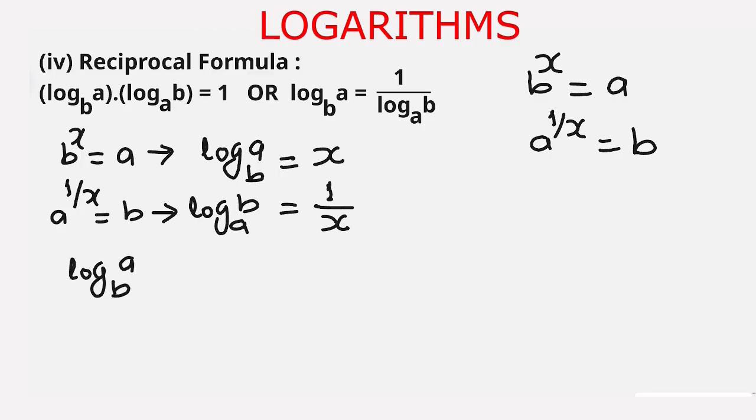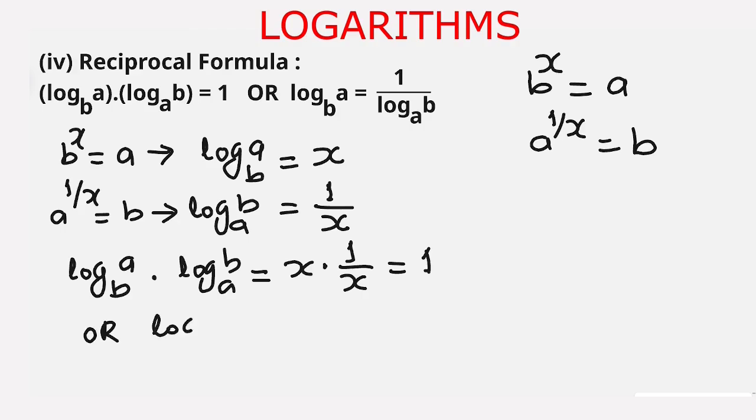Log a base b into log b base a equal to x multiplied by 1 upon x equal to 1. Also we can write log a base b equal to 1 upon log b base a. I hope you have understood the reciprocal formula and its proof. We go to the next formula.